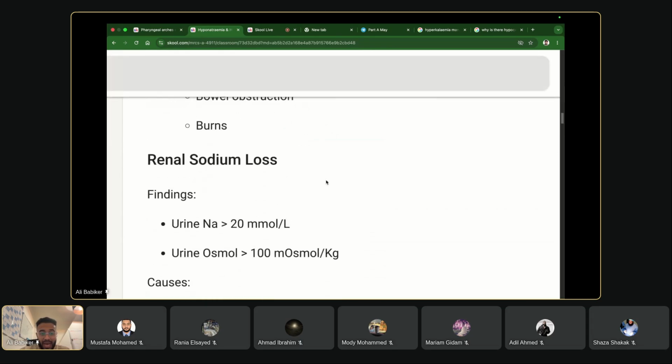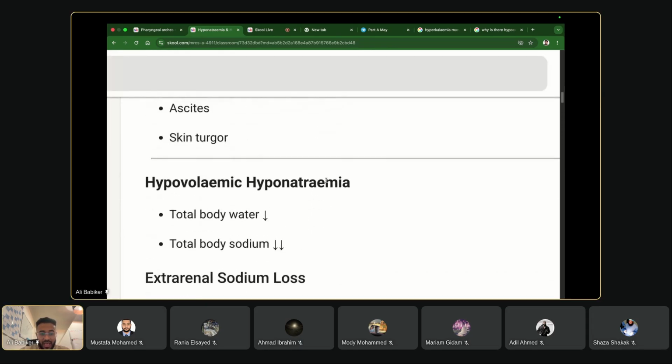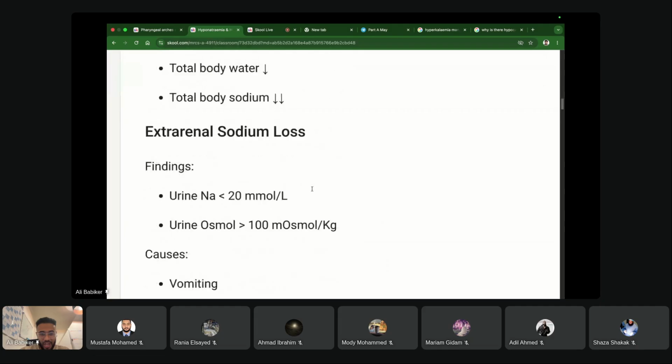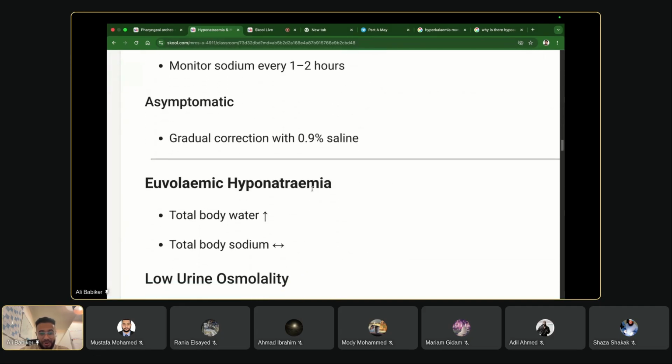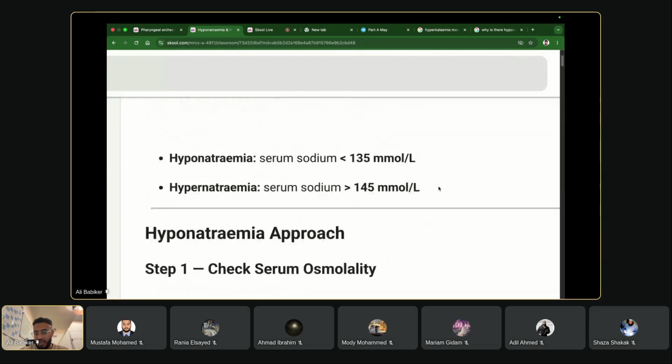All of this is about the hypovolemic hyponatremia. We still have euvolemic hyponatremia, meaning the total body water is increased. However, the total body sodium is normal. The volume of the water in the body is neutral.